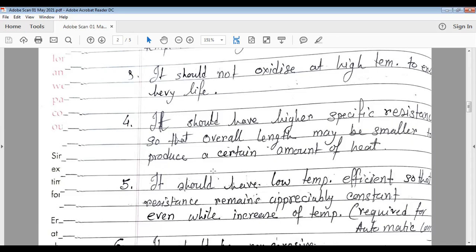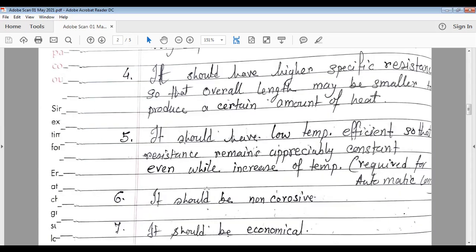It should have a higher specific resistance so that the overall length may be smaller to produce a certain amount of heat. Same point, just like high resistivity and specific resistance. Okay, and then we are going to point number 5.